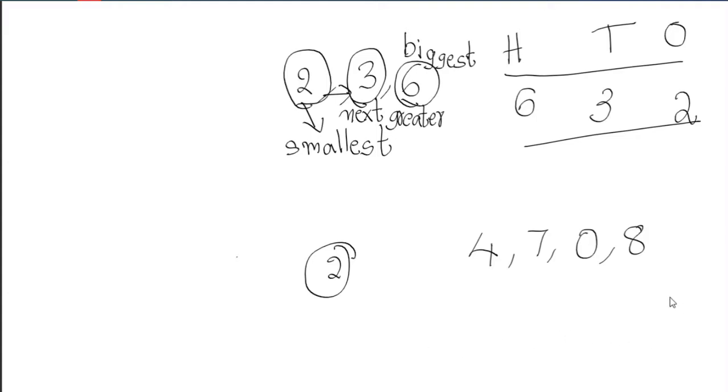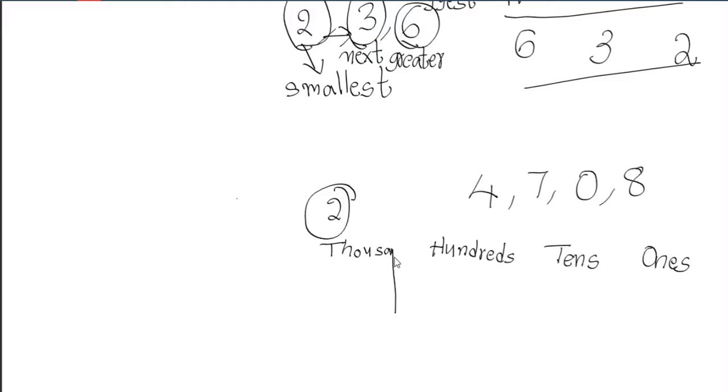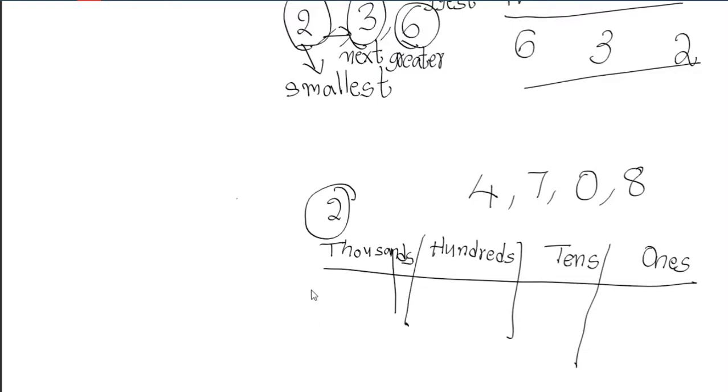What are the 4 places, children? Ones place, then tens place, then hundreds place, then thousands place. Okay children, these are the 4 places: ones, tens, hundreds, thousands. So what is the rule?